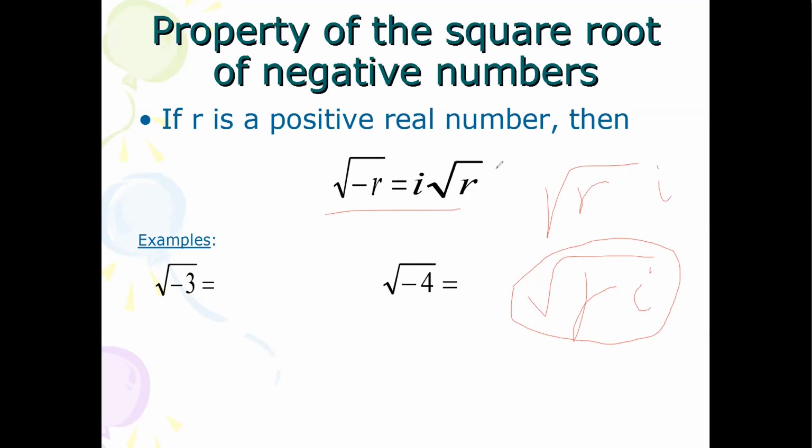You can still see textbooks and internet articles write it like this: root r i, but the i is well outside of the square root sign. You can still see that, right? So this is not a law or a rigid rule, right? You might still see it written differently. And these are some examples.